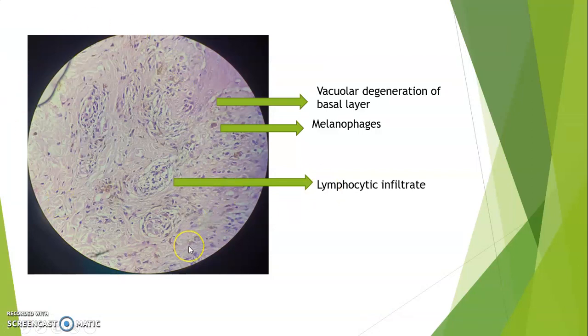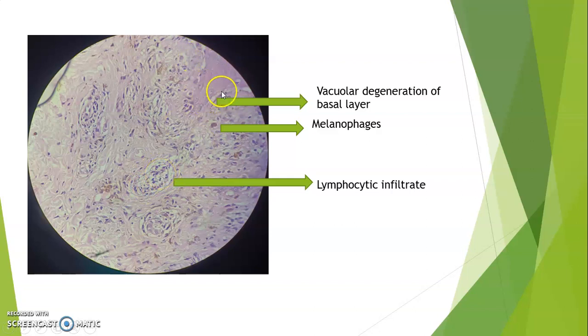So this is the slide showing vacuolar degeneration of the basal cells. These are the vacuolar degenerated basal keratinocytes. These scattered melanophages are also seen in the papillary dermis, along with perivascular lymphocytic infiltration, a moderate degree of lymphocytic infiltration.